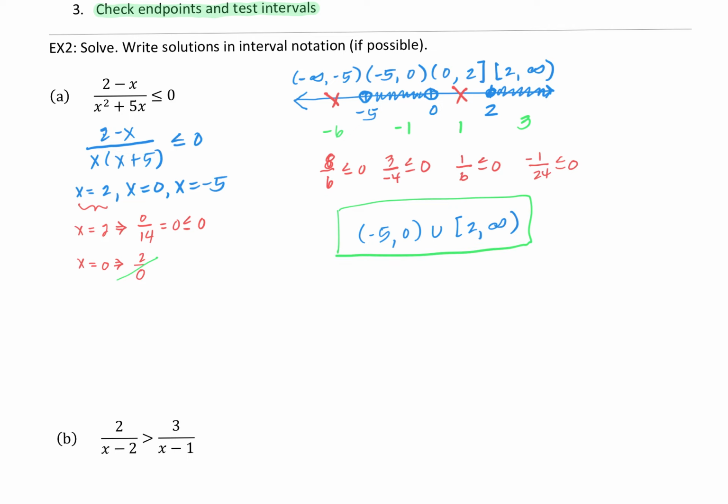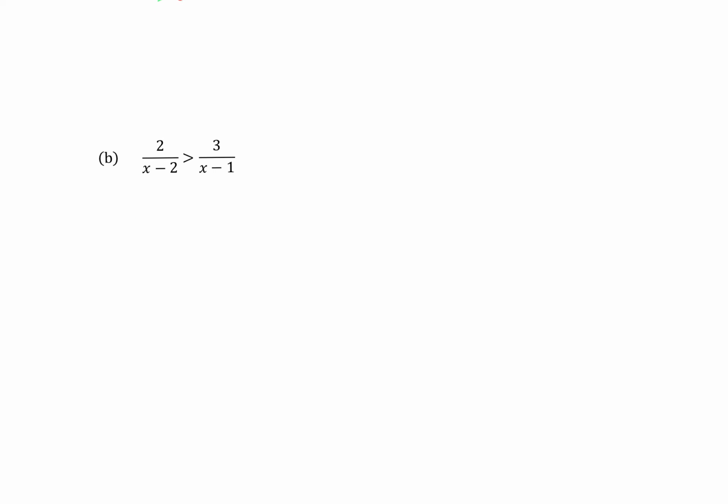All right, let's do another one. In B, again, you cannot just multiply and clear fractions by the x minus 2, x minus 1, because you don't know if those expressions are going to be negative or positive. You don't know if you have to flip the inequality. So the strategy is to get everything to the one side and have 0 on the right-hand side.